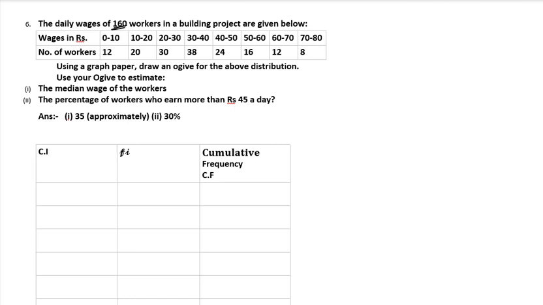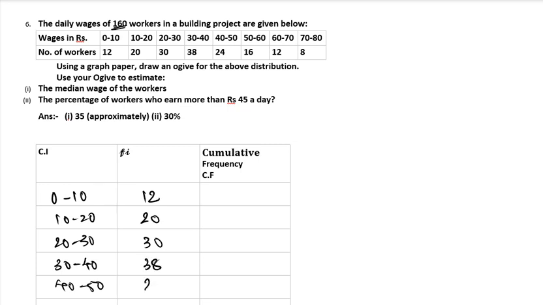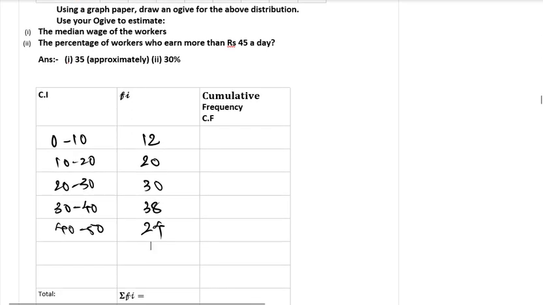Okay, so 0 to 10, I'll just mention over here. 0 to 10, 10 to 20, 20 to 30, 30 to 40, 40 to 50. What is the frequency of 0 to 10? 12, 20, 30, 38, 24. Okay, let's go ahead.